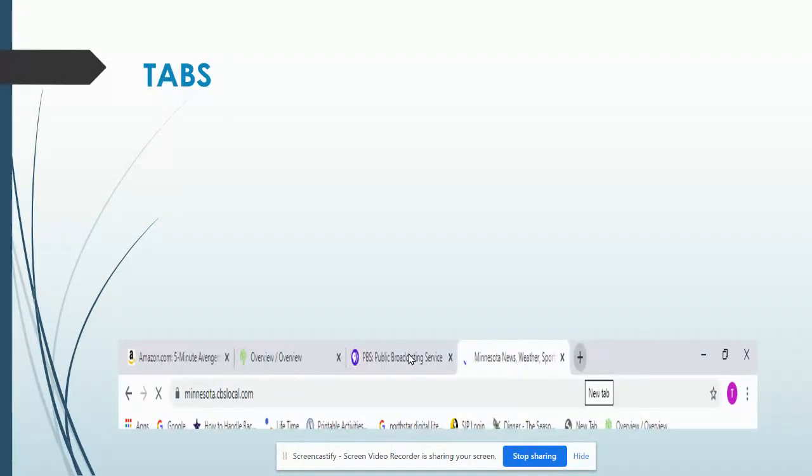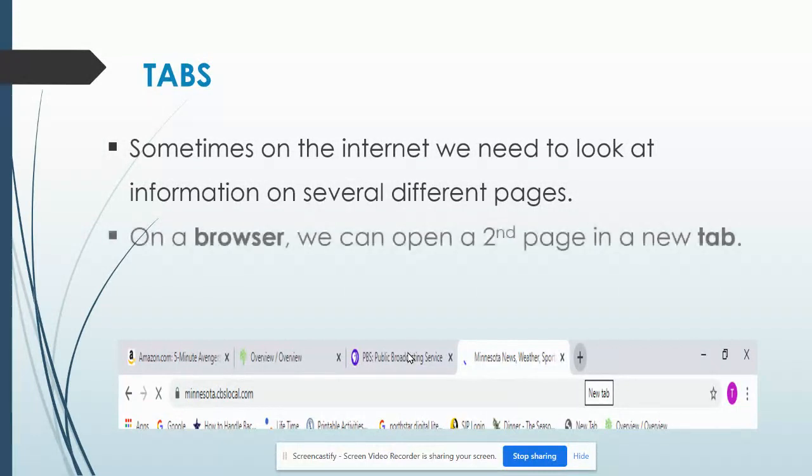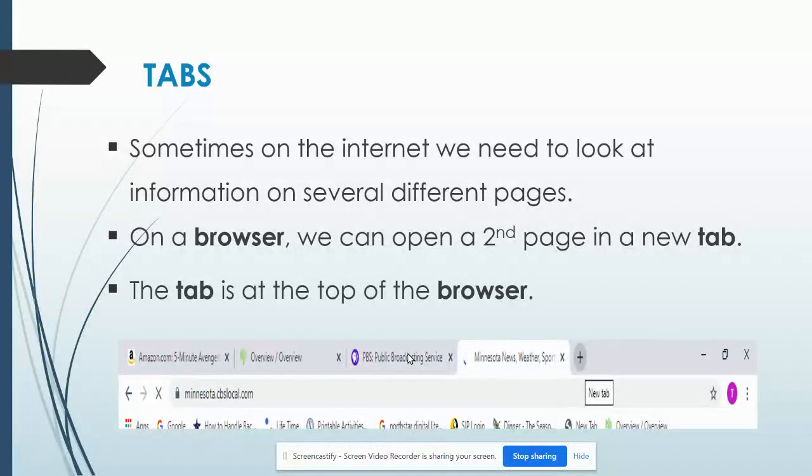Tabs. Besides bookmarks and favorites, tabs are the other big concept for this lesson. Sometimes we want to look at several pages. And on a browser, we can open up a second page in a new tab. That tab is at the top of the browser, these pluses. So when we want to add tabs, we add the pluses.